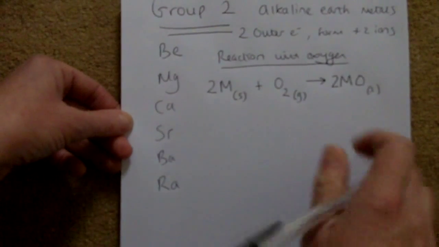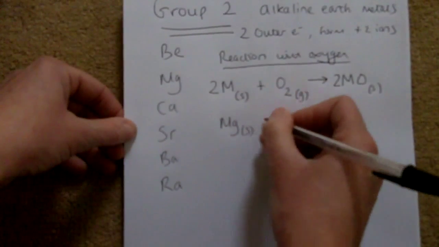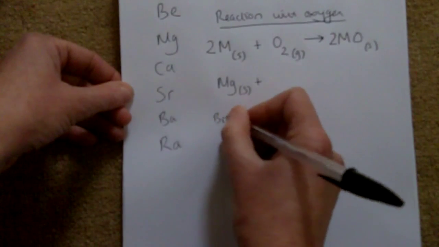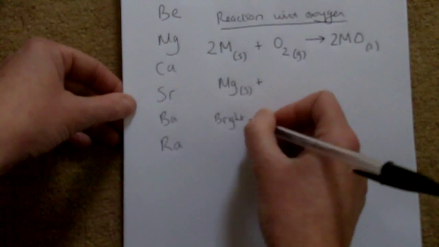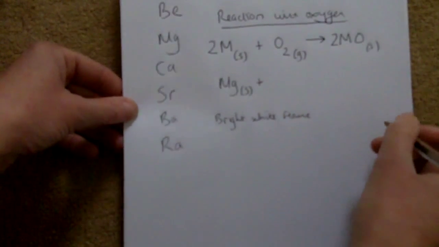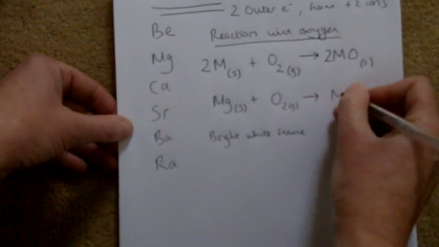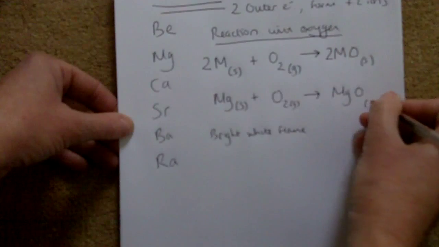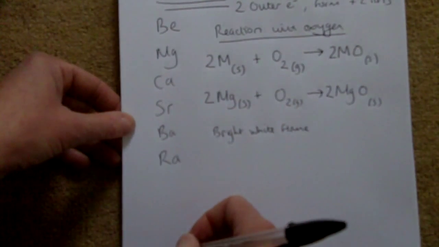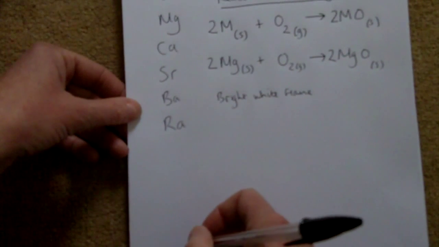Let's give a specific example of magnesium. Magnesium burns with a bright white flame. When you put it in a Bunsen burner, magnesium burns with a bright white flame. So in oxygen in a Bunsen burner, it will give you magnesium oxide, metal oxide. We need to balance it to 2.